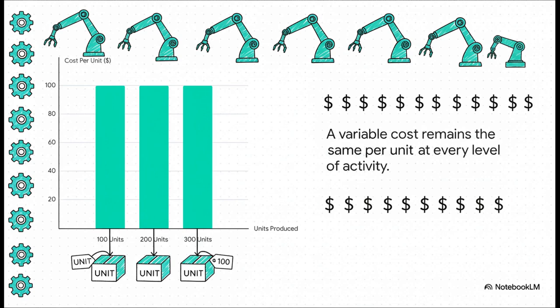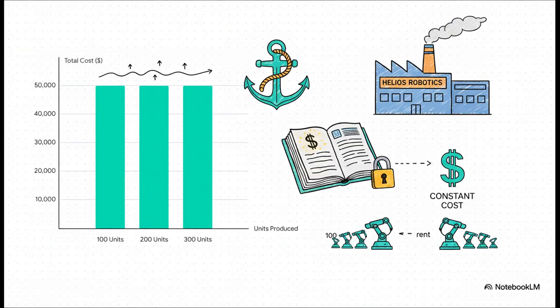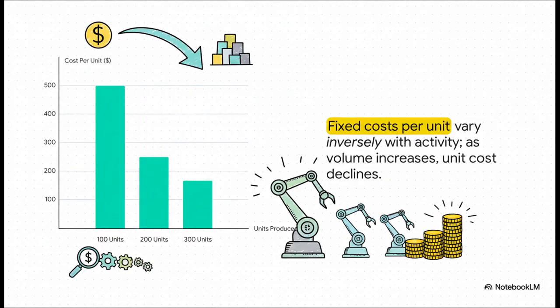300 arms are produced. This chart brilliantly illustrates the nature of total fixed costs. Costs, such as the factory's annual insurance premium, do not change with production volume, at least within a certain range. The total remains a constant $50,000. Consequently, the fixed cost per unit varies inversely with activity. As Helios produces more arms, that fixed cost is spread over more units, which reduces the cost per arm. This phenomenon is, of course, the principle behind economies of scale.